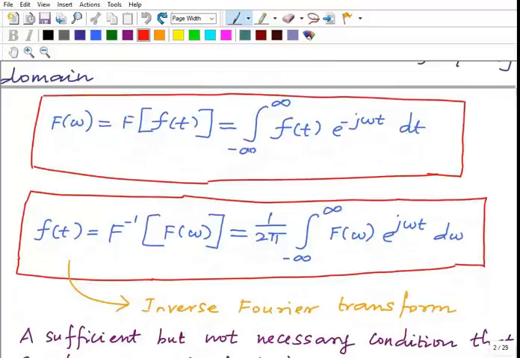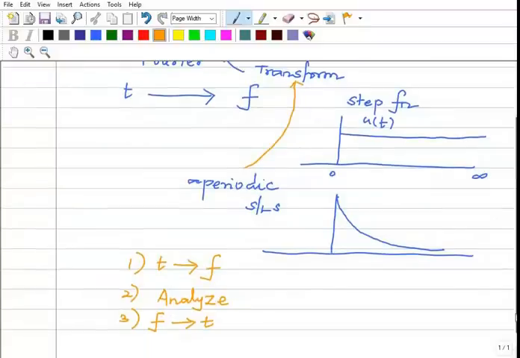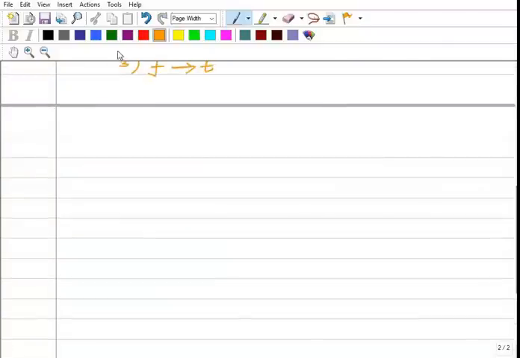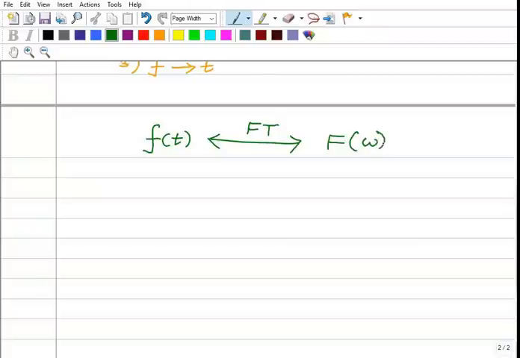Again, I am going to write the time domain signal f of t, and its Fourier transform pair, capital F of omega. So small f is time domain, capital F is frequency domain. This is a function of time, this is a function of frequency. These two are Fourier transform pairs.